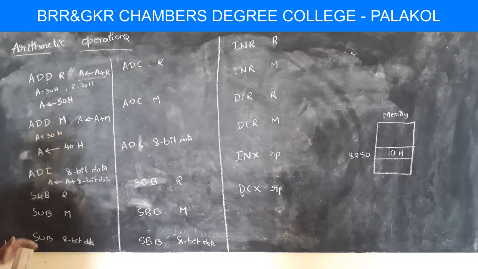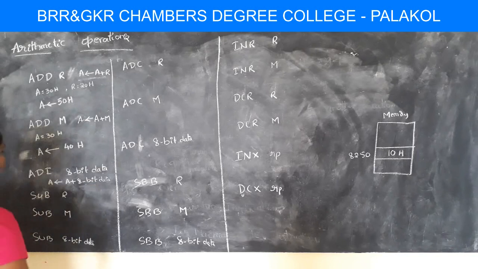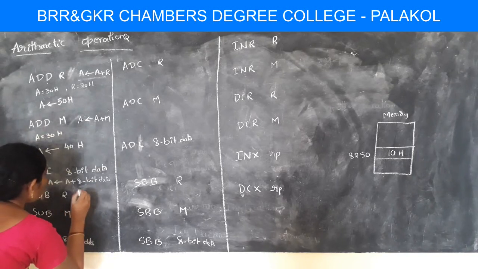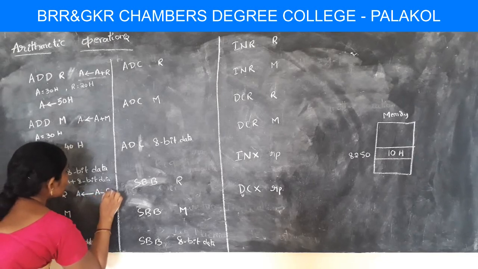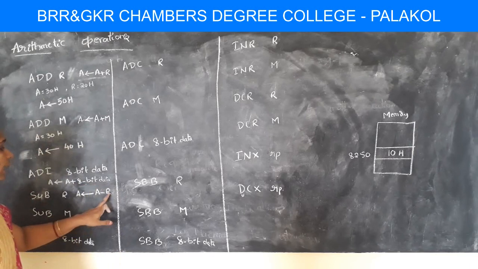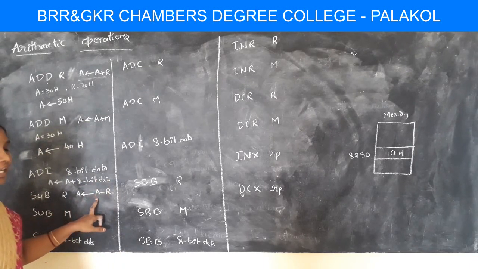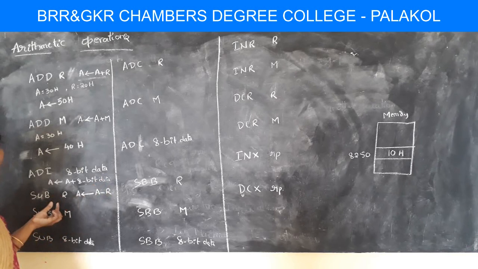Okay. And after that, SUB R. The meaning of this operation is A minus R. So whatever contents are there in this register are subtracted from the accumulator, and the result is stored in the accumulator. Therefore this is the meaning of this instruction.